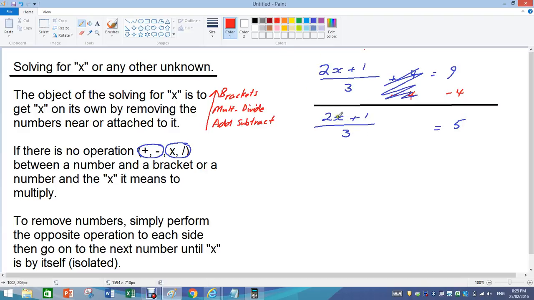Next, we can't start working on the top here yet because we need to get rid of the 3. So we've got divided by 3 at the moment, so if we times by 3, that's the opposite, and that'll fix it. So that's gone. So the left side is just 2x plus 1. Notice how we don't have that line anymore, the divide line, because we don't need it anymore. We've got rid of that 3. Equals 5 times 3 is 15.